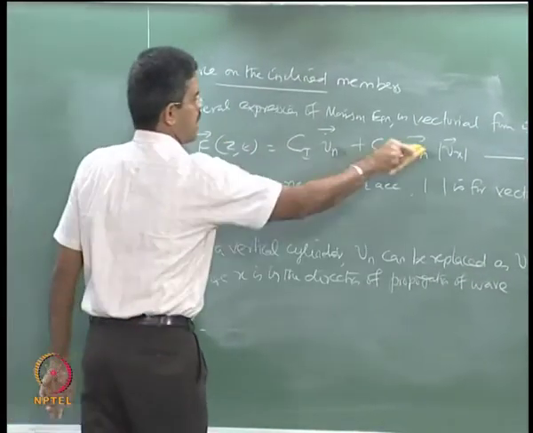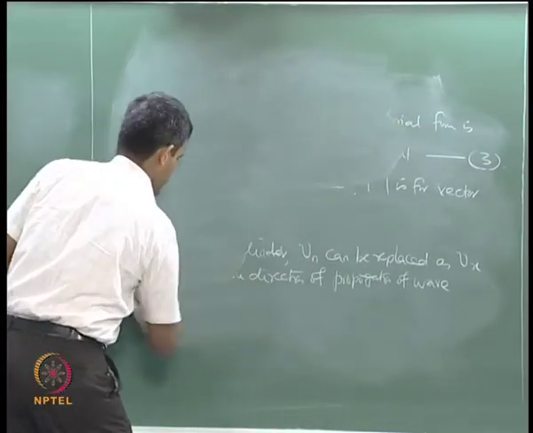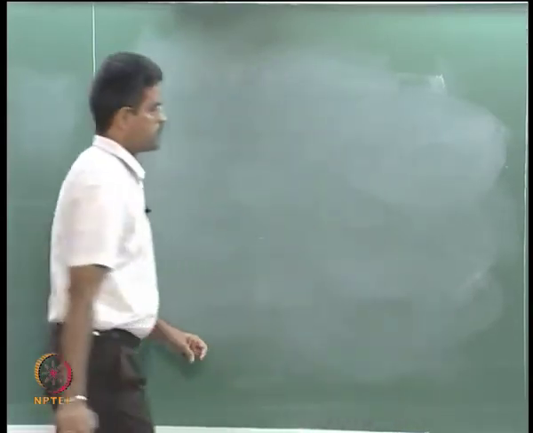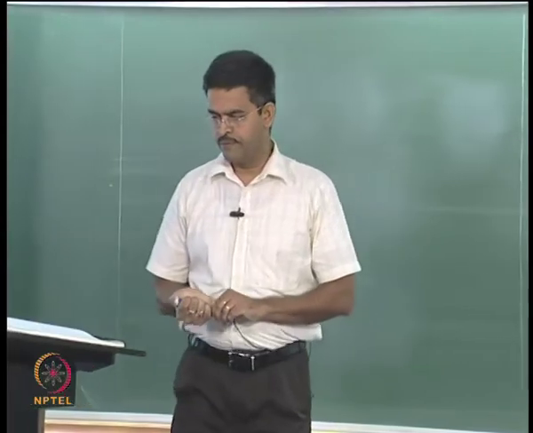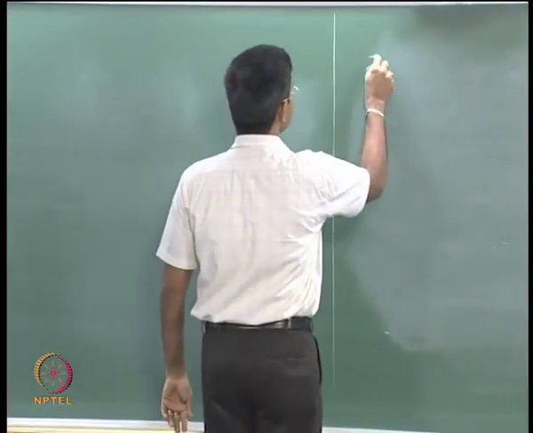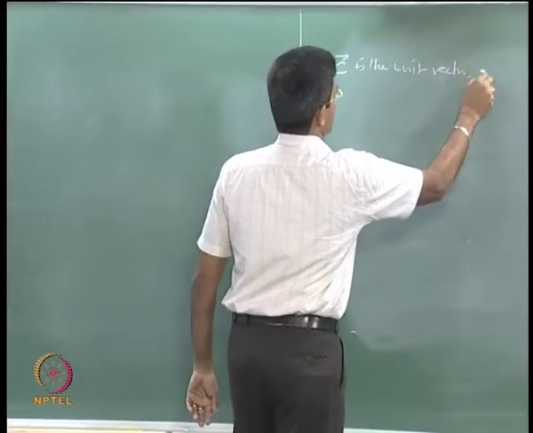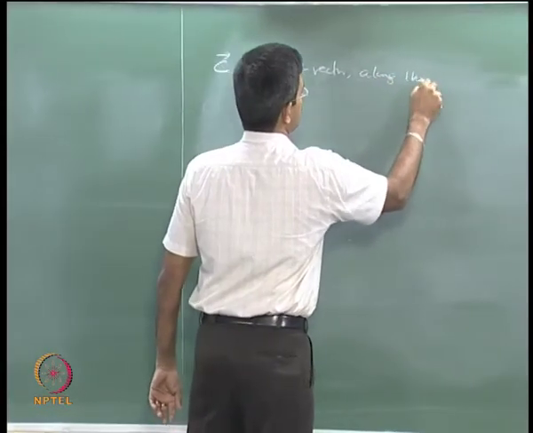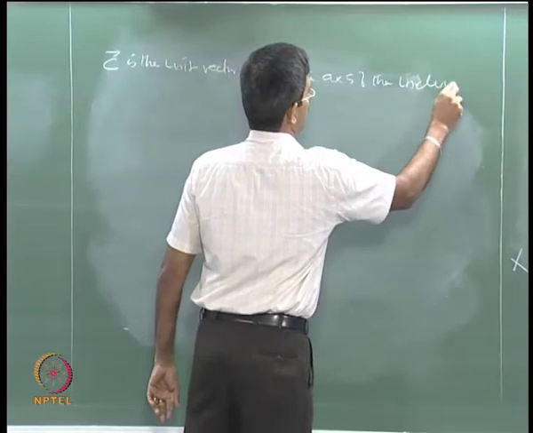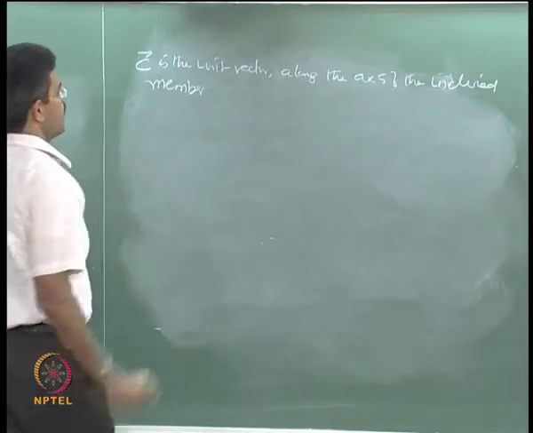So, we will use this equation again, number 3, and try to expand this vectorially. So, now C is the unit vector along the axis of the inclined member. Of course, as shown in the figure.